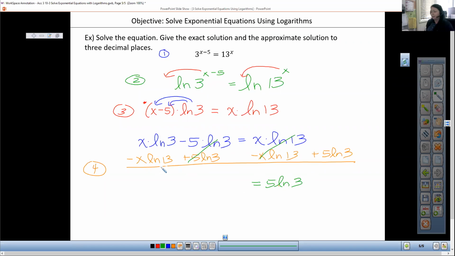Over here on the left side, I have to realize these are different arguments. One has an argument of 3, one has an argument of 13, which means they are unlike terms. Unlike terms cannot be combined. Different arguments makes them unlike terms. So I have to leave this as a difference. No choice. Like so.